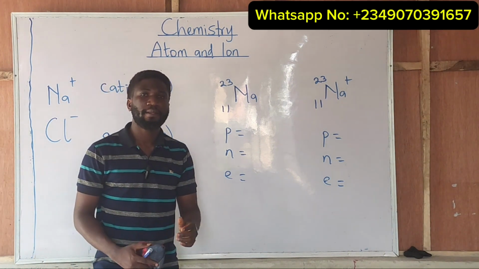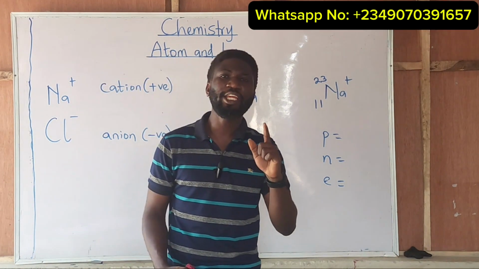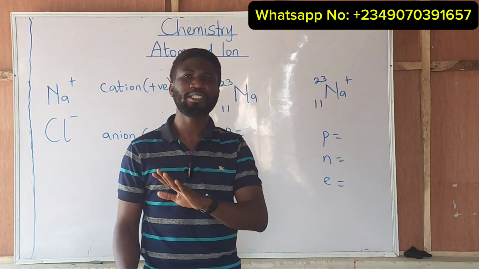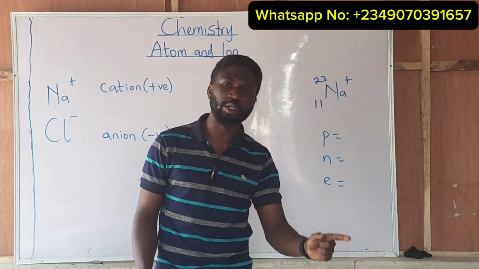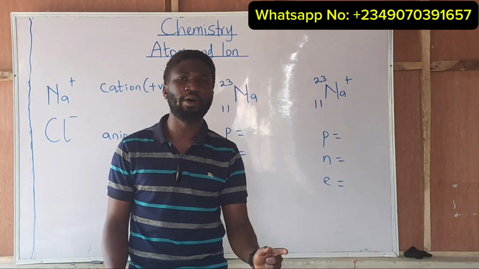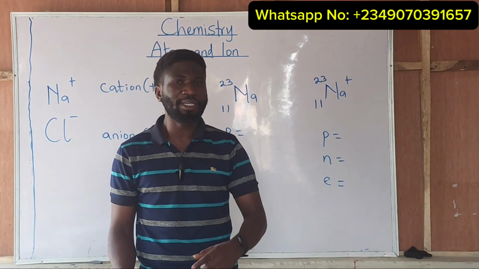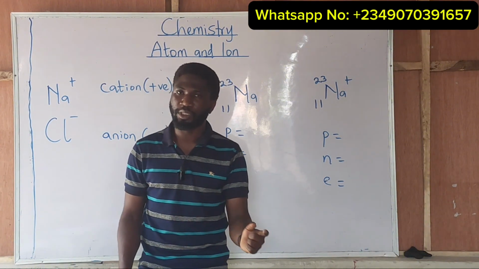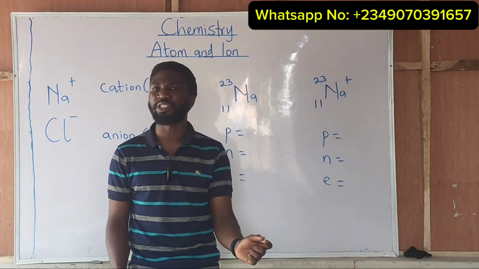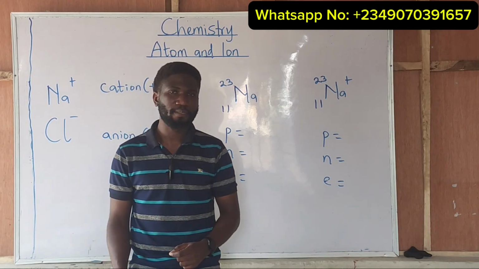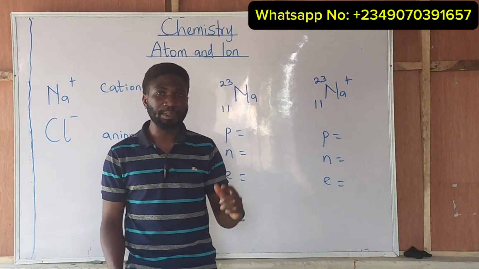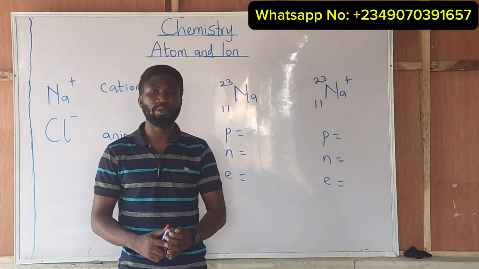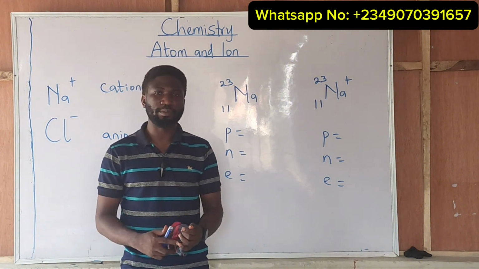Remember that for any uncharged atom, that has no charge, the number of protons is always equal to the number of electrons. So that means when the atom has a charge, the number of protons is not expected to be equal to the number of electrons. Like I said earlier, if you check the video, you will understand atoms so much better.